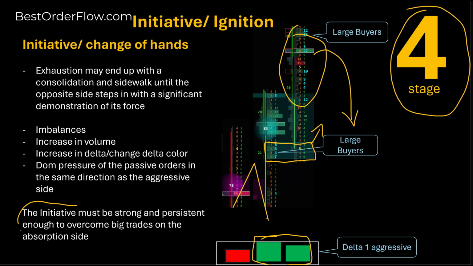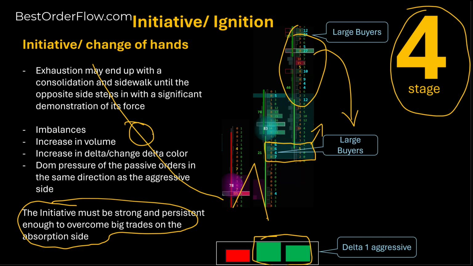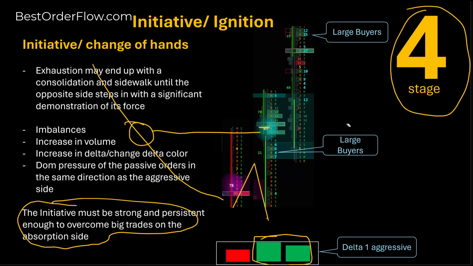So the initiative must be strong and persistent enough to overcome big trades on the absorption side. For example, if you like seeing the absorption on the way down, what's happened over here, and you can see the bubbles, you want to see that this price actually went higher, maybe even reacted, or even not reacted, but got the retest of this. Okay, if the price went higher than the previous, then this, let's say this is the red bubble because we're going down, right? And the price overcame those sellers.